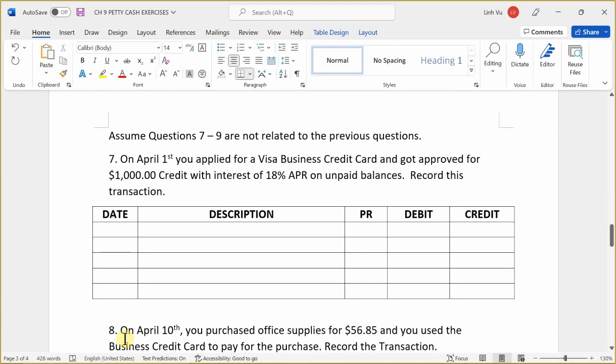All right. So assume that questions 7 through 9 are not related to the previous questions. So question number 7. If on April 1st you applied for a Visa business credit card and got approved for a total of $1,000 credit limit, with interest, of course, of 18% APR on unpaid balances, record this transaction.